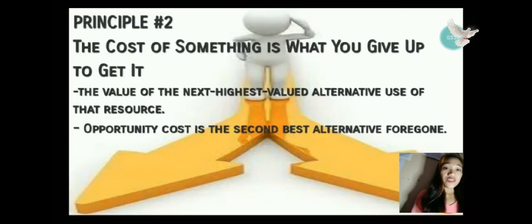Next is principle number 2. The cost of something is what you give up to get it. The meaning for this is the value of the next highest valued alternative to use of that resource. Opportunity cost is the second best alternative forgone.